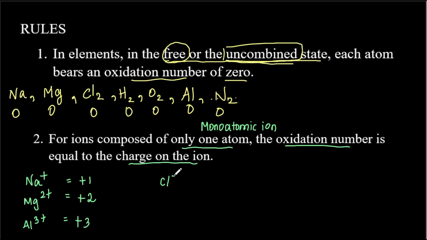Then when we go to Cl minus, the charge is minus, so the oxidation number is minus 1. For O2 minus, the charge is 2 minus, so the oxidation number is also minus 2. So in this way, for a monoatomic ion, when the charge is mentioned, the oxidation number is equal to the charge of the ion.